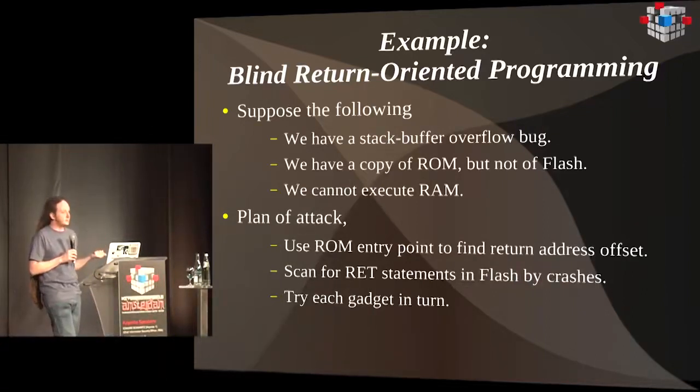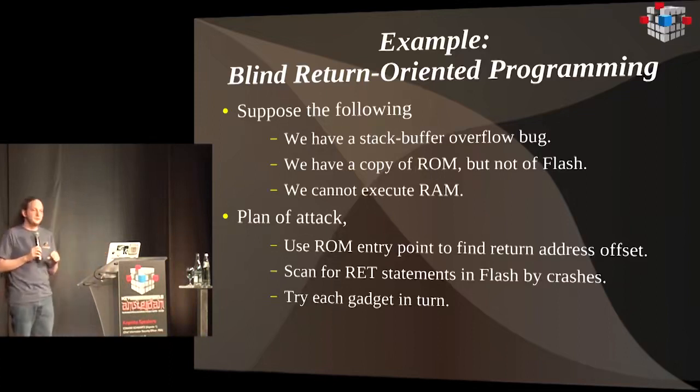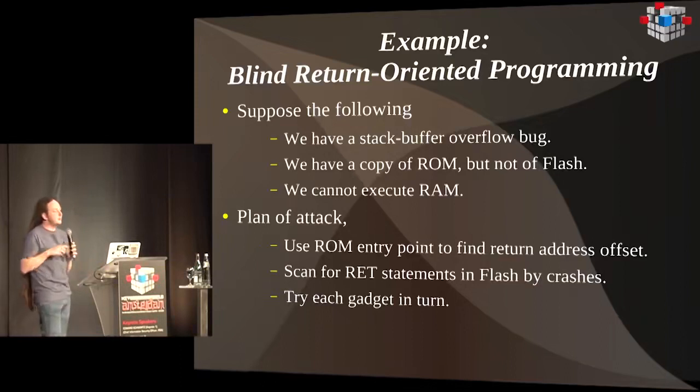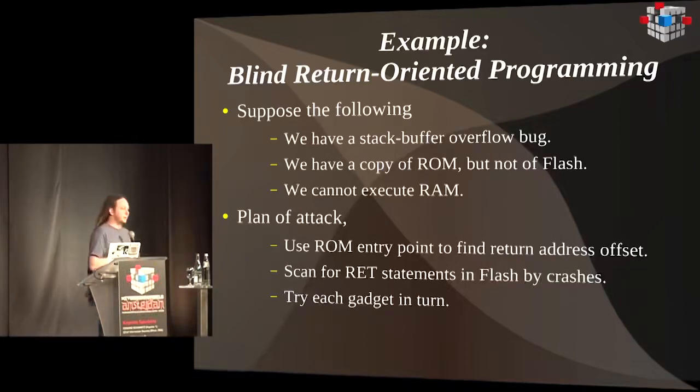To start things up, we're going to suppose that we have a stack overflow bug. Generally, you'll find this by fuzzing, and you'll just wait for the LEDs to blink, indicating that the device is rebooting, and that lets you recognize your crash. We'll also assume that you have a copy of ROM, but that you do not have a copy of flash, which is a common case when trying to rip firmware out of these devices. And we're going to assume that you cannot execute RAM. So the plan of attack is to use the ROM entry point to find the return address offset.